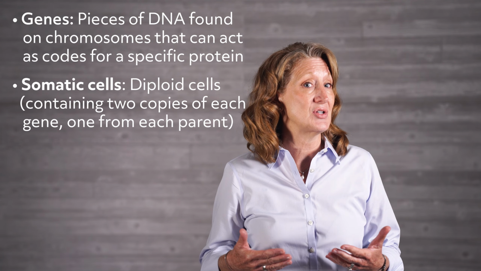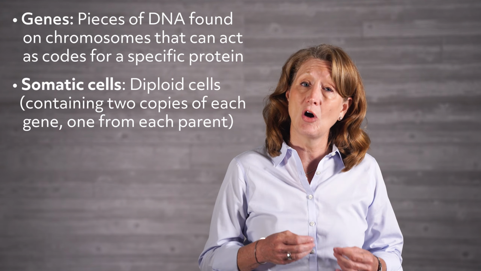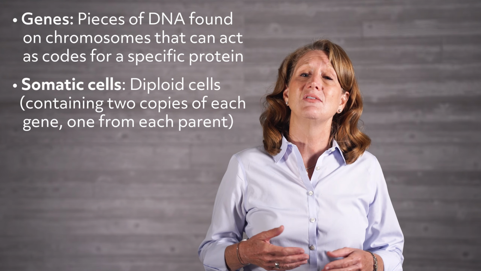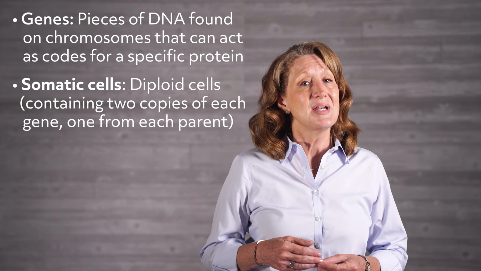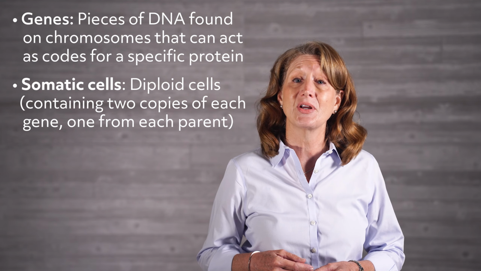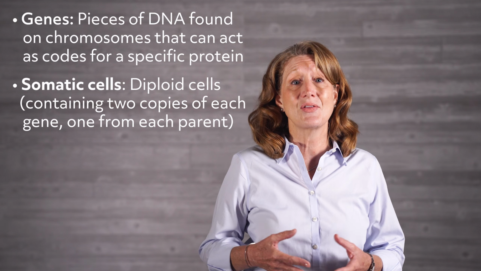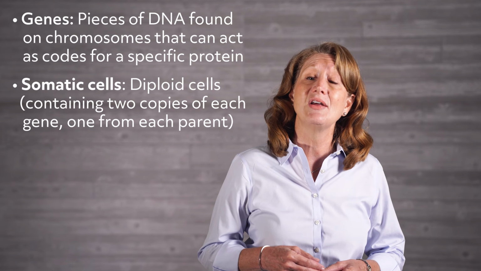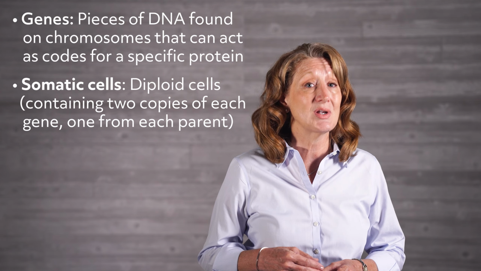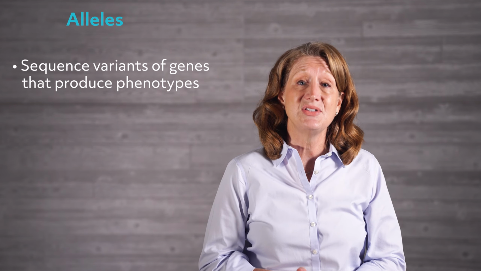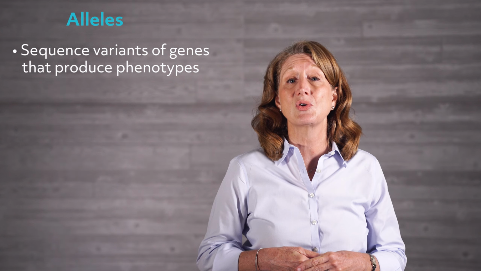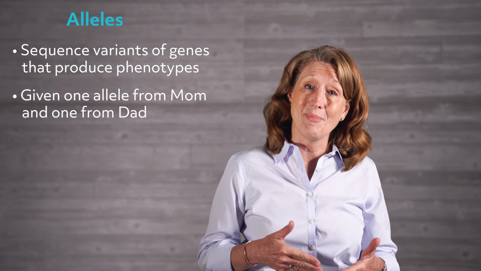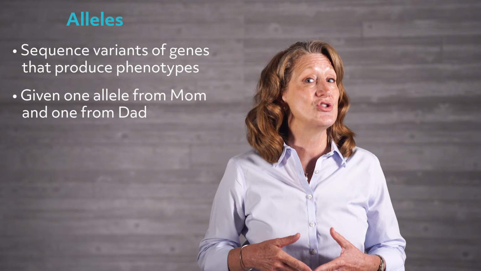Our somatic cells are diploid, meaning we have two copies of each gene, one from each parent. These genes influence all kinds of traits, but how do we know which traits offspring will inherit? It depends on the random separation of alleles during meiosis and the random recombination of these alleles during fertilization. Alleles are sequence variants of a gene that produce a certain observable trait or phenotype. We have one allele from mom and one allele from dad for each trait.